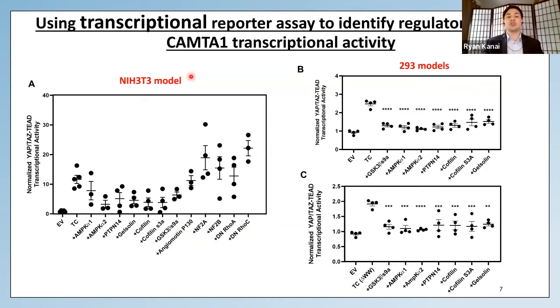And we used our 3T3 transcriptional reporter assay to identify things that might be able to repress TAZ-CAMTA's transcriptional activity. We identified a subset of genes that were able to. And so we went on to rescreen those same hits in the HEK293 models in both the wild type TAZ-CAMTA as well as the TAZ-CAMTA with the WW deletion mutant systems. And as we can see here, all of those hits did continue to repress TAZ-CAMTA1's transcriptional activity in both models. And in the 293 system, it brought it back down to nearly empty vector levels of induction of the reporter assay, which was very promising.